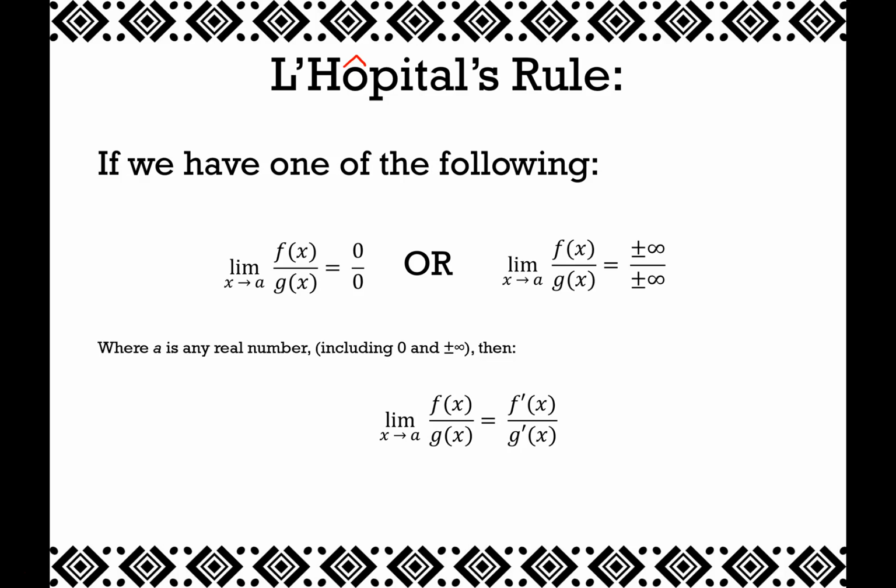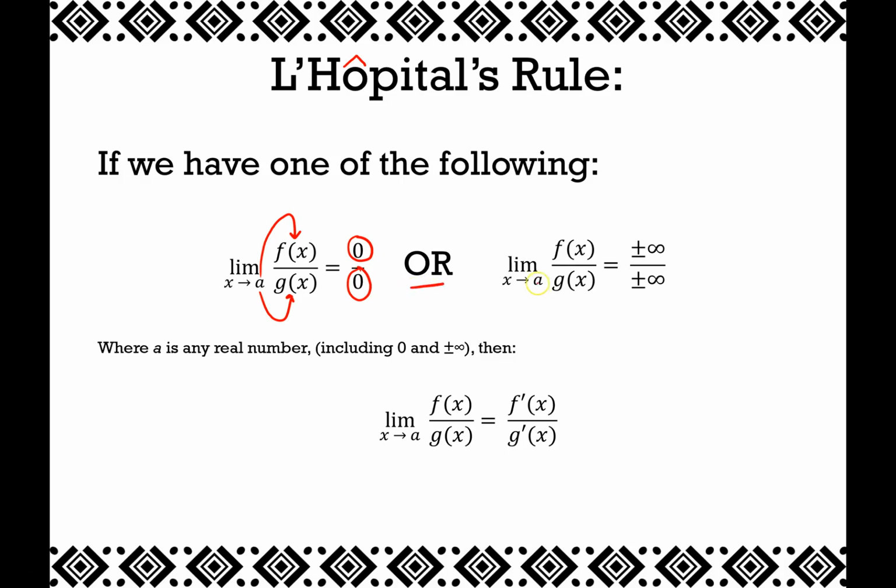All right, here's when we can use it. If you have a limit as x approaches some number, a, and that number can be 0, infinity, negative infinity, or a number like 7, it does not matter what this value is, of some function that's being divided, let's say there's a function on top, we'll call it f of x, and the function in the denominator g of x. If, when you plug a into the numerator, you get a 0, and you plug a into the denominator and you get a 0, then you can use L'Hopital's rule, and I'll tell you what that is in a second.